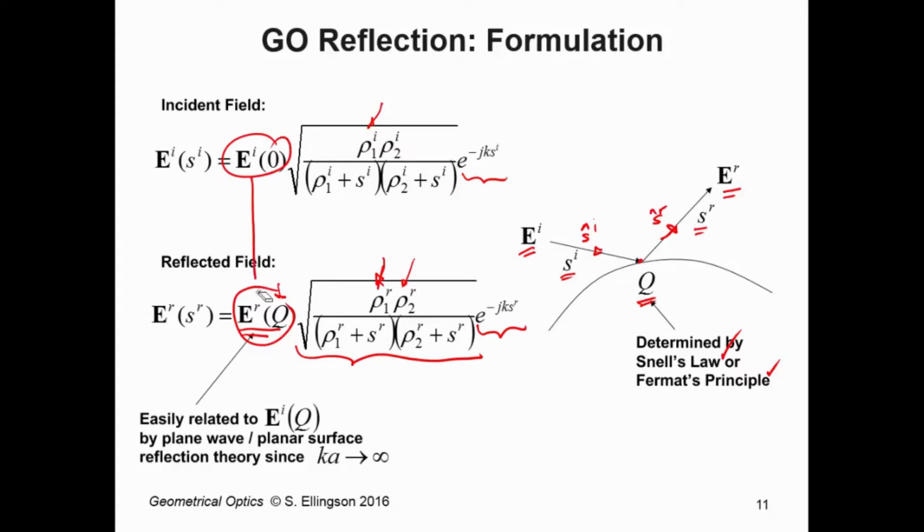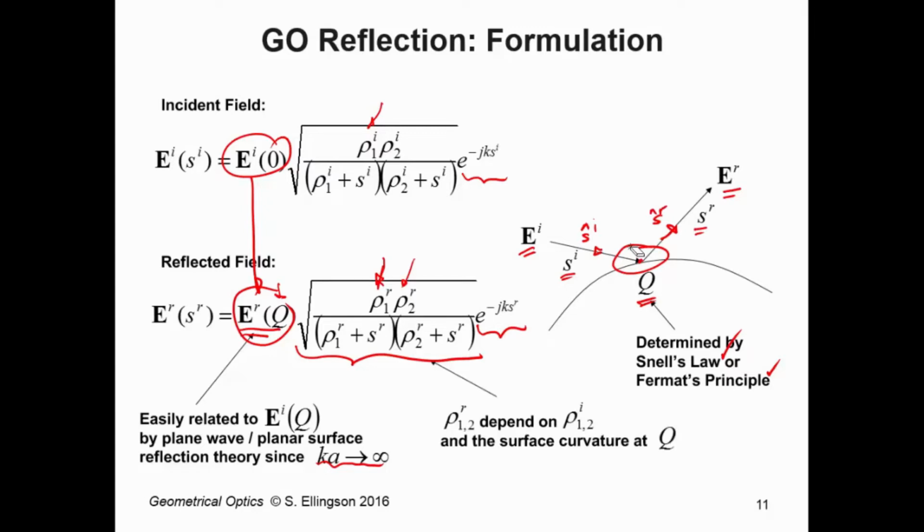Well, this part is pretty easy. Going from here to here is pretty straightforward because those two things are related by plane wave, planar surface reflection theory, because we've already assumed that we've got this electrically large or asymptotically high frequency scenario going on, where we assume that everything relevant emerges from the properties of the surface at the point of reflection.